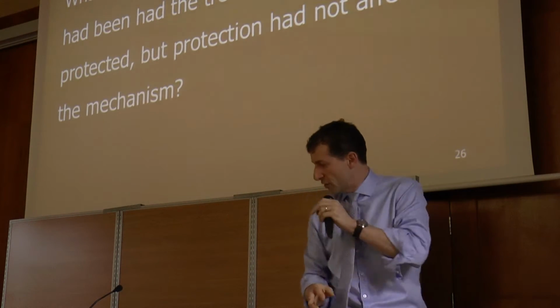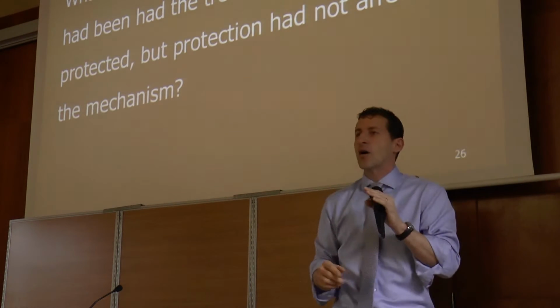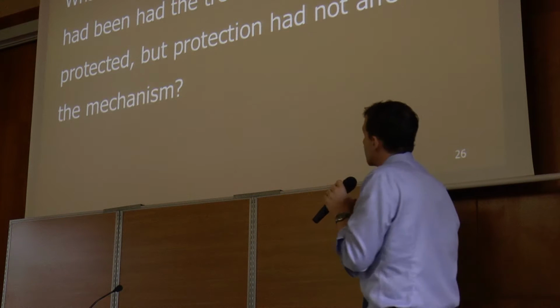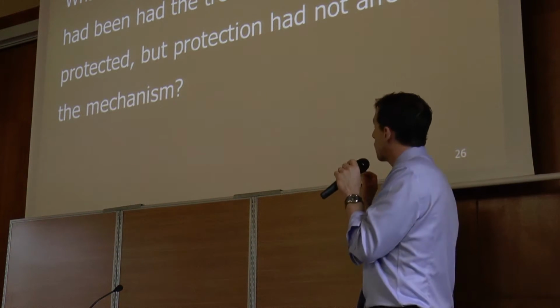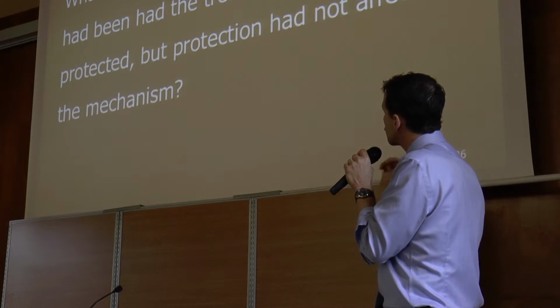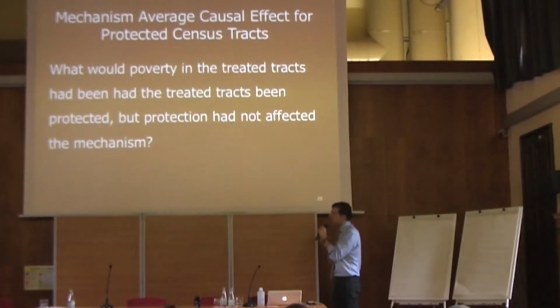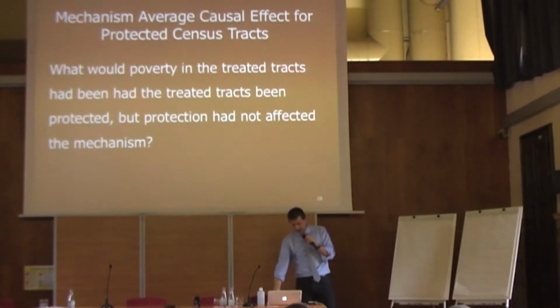Conceptually, I only have a few minutes left, 4 minutes left. I want to just talk about what a mechanism effect is conceptually. Right? So here's the counterfactual question. What would poverty in the treated tracts have been like? The tracts are census tracts. Had the treated tracts been protected, but protection not affected the mechanism?